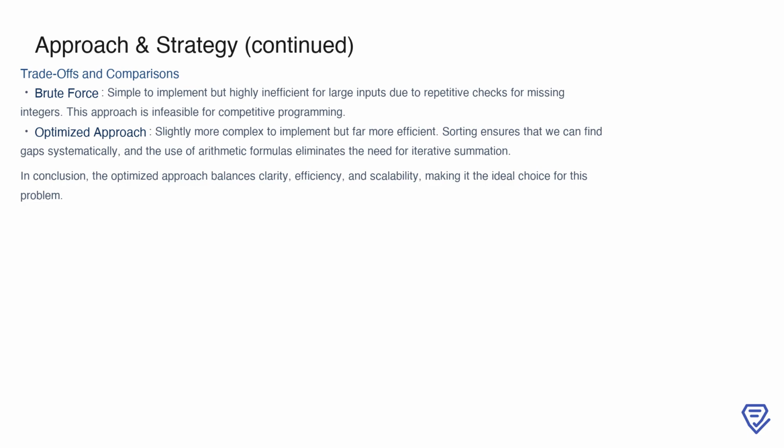This makes it unsuitable for competitive programming or real-world scenarios where performance is critical. On the other hand, the optimized approach is slightly more complex to implement but vastly superior in terms of efficiency. By sorting the array and systematically identifying gaps, we avoid unnecessary computations. The use of arithmetic formulas further streamlines the process, eliminating iterative summation. Ultimately, the optimized approach strikes an ideal balance between clarity, efficiency, and scalability, making it the preferred solution for this problem.